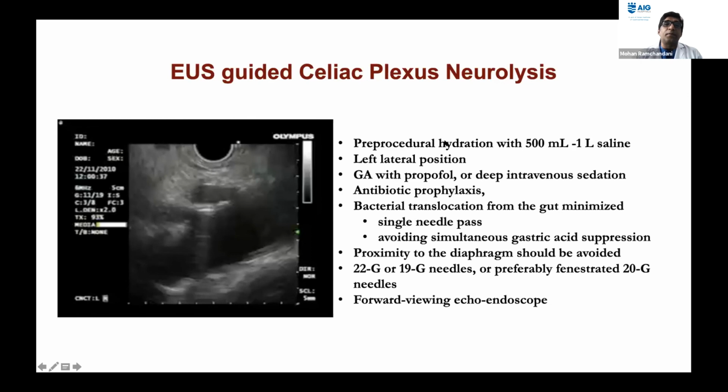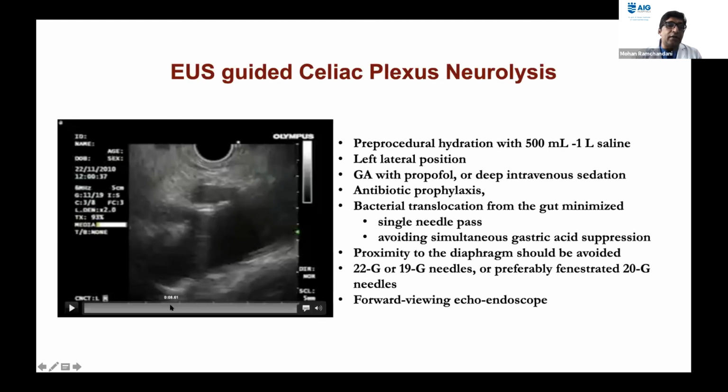In every patient, pre-procedural hydration should be done. As soon as the patient comes, we should at least give 1 liter of saline to prevent post-procedural hypotension. Left lateral position is the most important. The patient should be given anesthesia with either propofol or deep intravenous sedation.